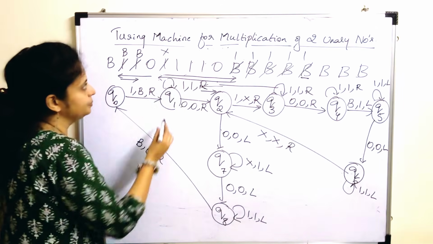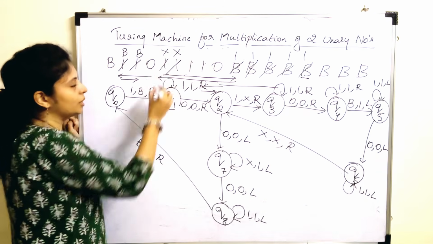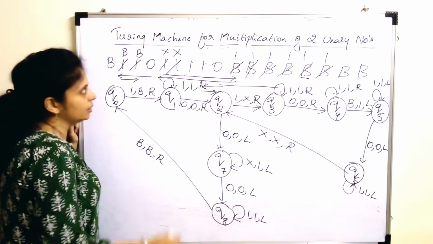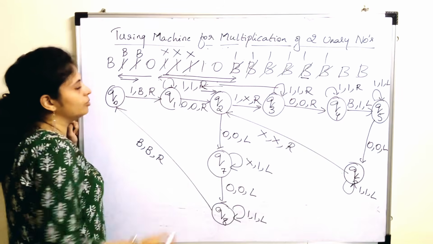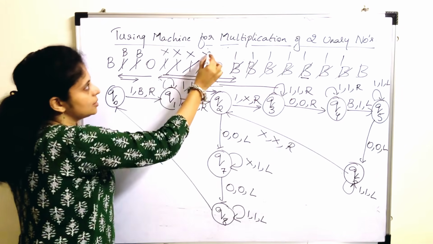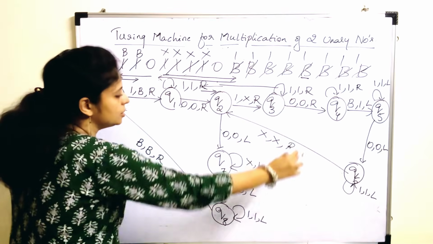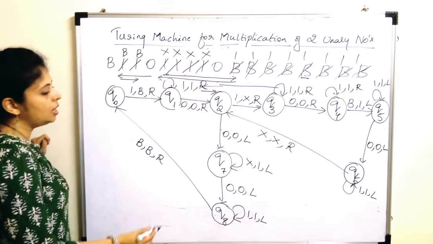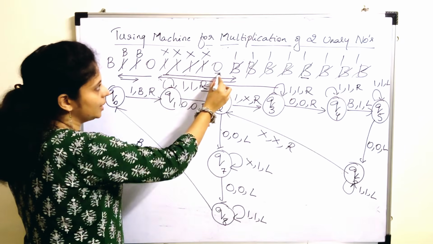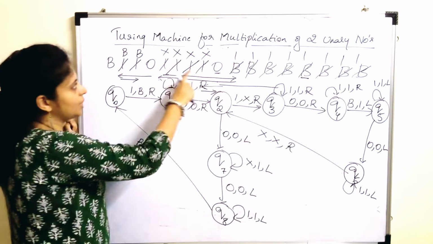We'll come back till x. For the second one, mark with x. Corresponding blank will be marked with 1. Third one with x, third blank with 1. Fourth one with x, fourth blank with 1. So this loop will be repeated. And once this complete process is done, now we are at 0. So 0 will remain 0, move towards left side.